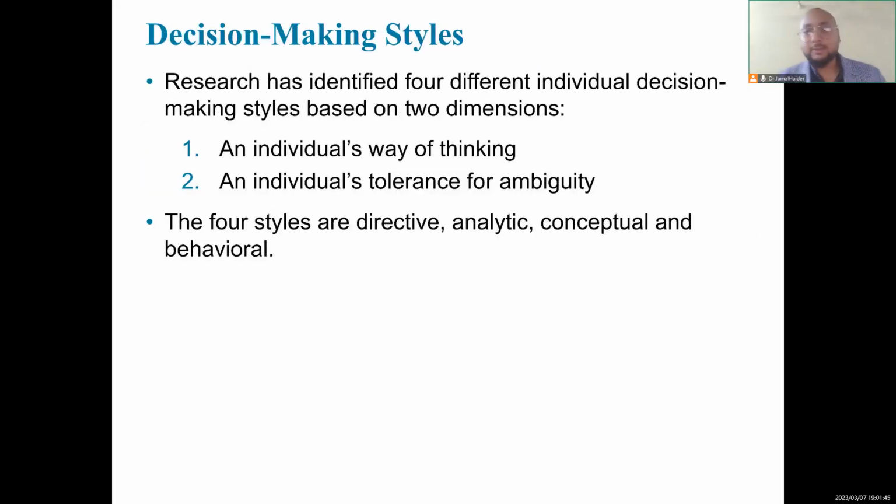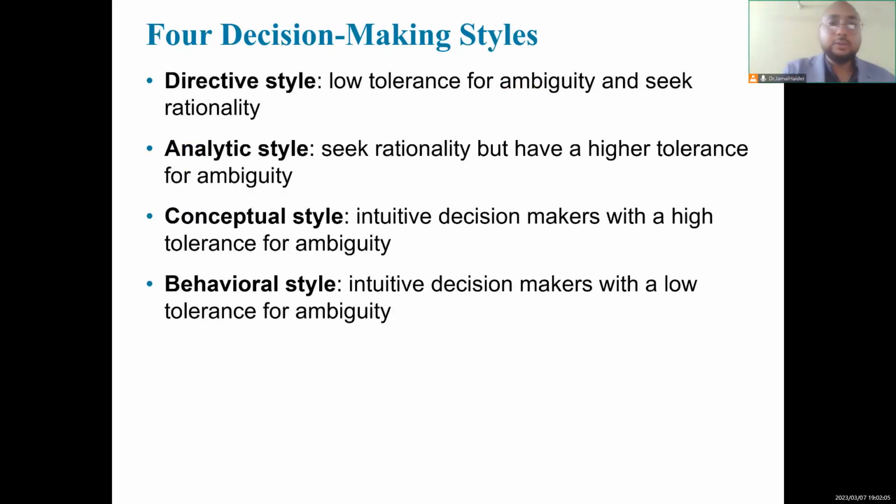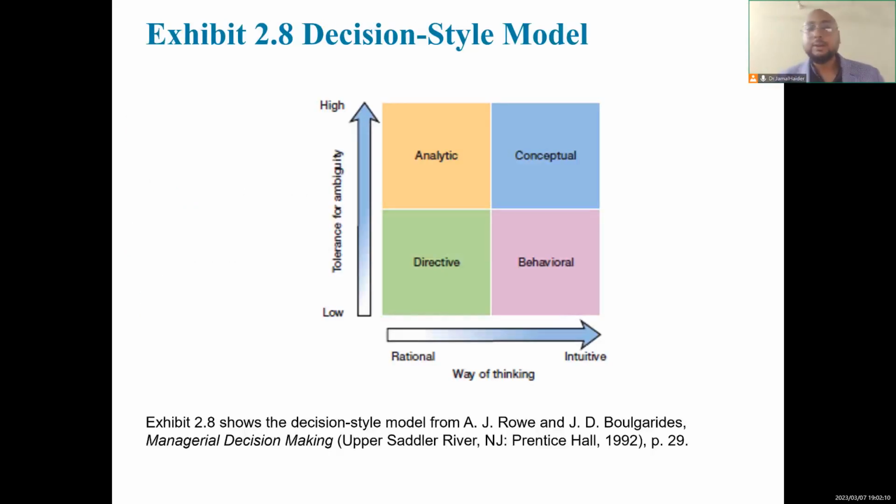So the management styles. Researchers have identified 4 different individual decision-making styles based on 2 dimensions: the way you think and how much confusion you can tolerate. Let's understand these 4 through a matrix here. So you see here, tolerance of ambiguity from low to high, and here way of thinking, rational and intuitive.